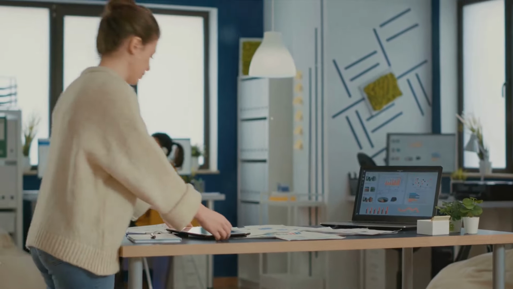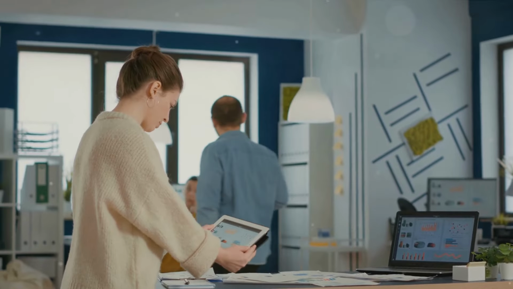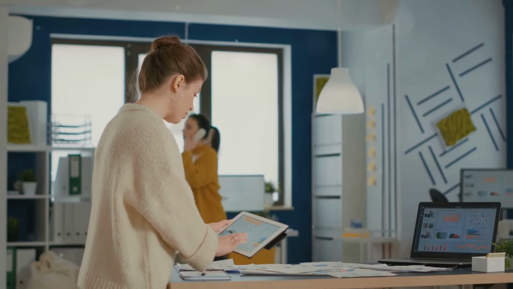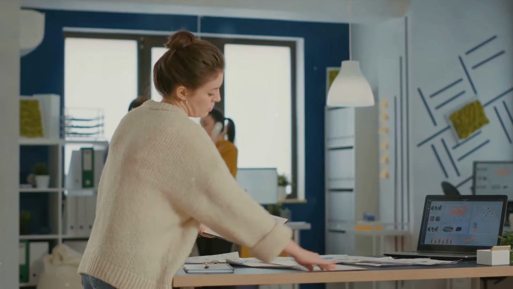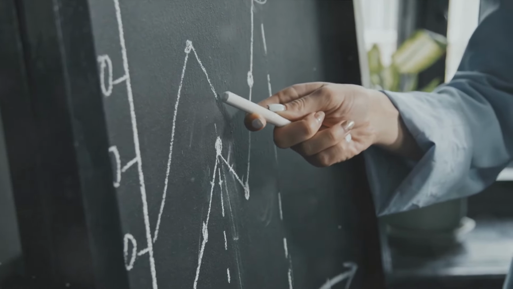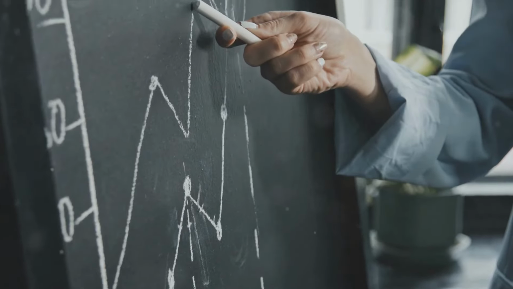Now let's talk about measuring success. You need to define your key performance indicators, or KPIs. These are the metrics that matter most to your campaign. Maybe it's the number of conversions, or perhaps it's the cost per click. Once you've identified your KPIs, you can use them to gauge your campaign's success.